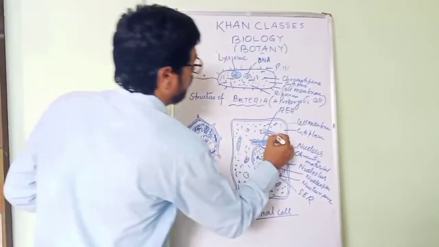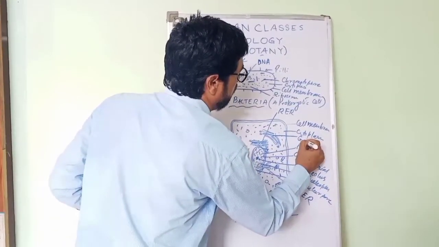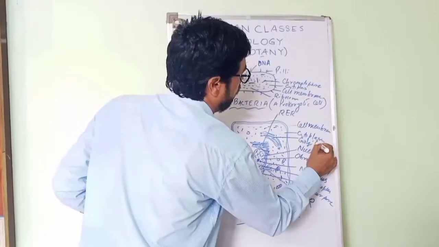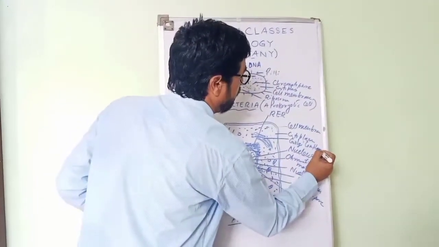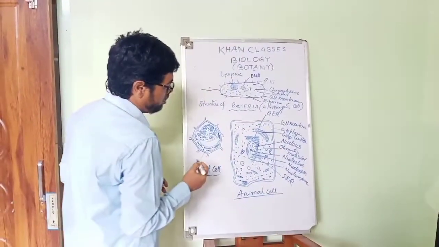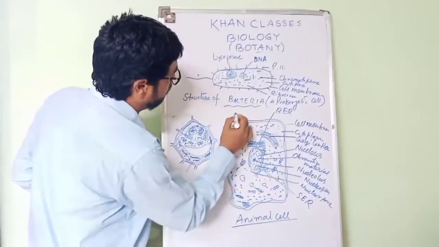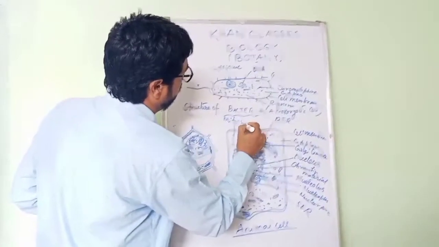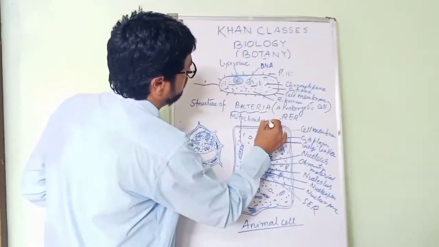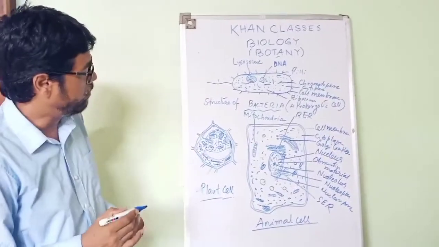Besides that, this is called the Golgi complex in the animal cell, the eukaryotic cell structure. This is called mitochondria. This is called the powerhouse of the cell. Mitochondria is an important structure. It is a double membrane bound structure.